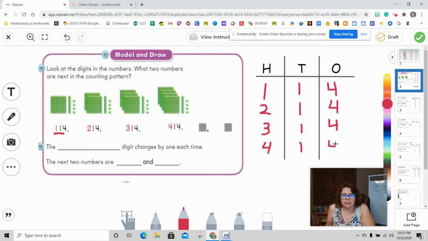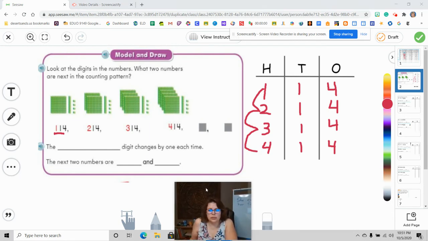Okay, now I can see a pattern. The ones place stays the same, the tens place stayed the same, but as you see in the hundreds place, we went up 100 and then one more 100 and then one more 100. So we are incrementing by 100s. That means we add one more 100 and one more 100. So what would the next two numbers be?